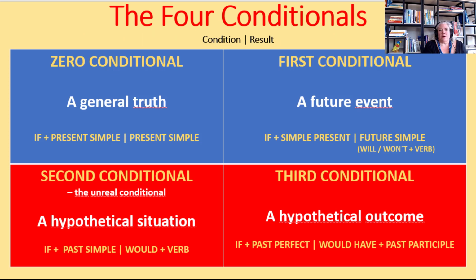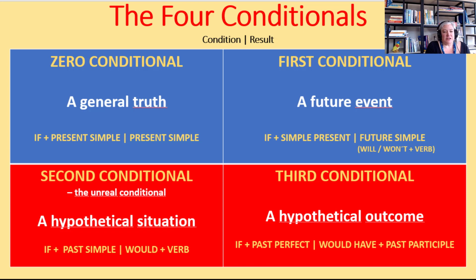Let's go over the four conditionals. The conditionals have condition on one side, result on the other side of the equation. First, we have the zero conditional, which is used for a general truth. The formula is if plus present simple on one side of the equation, present simple on the other side of the equation. The first conditional is about a future event. The formula is if plus simple present on one side, future simple on the other. That would be will or won't plus the verb.